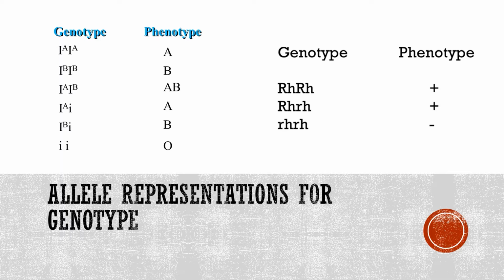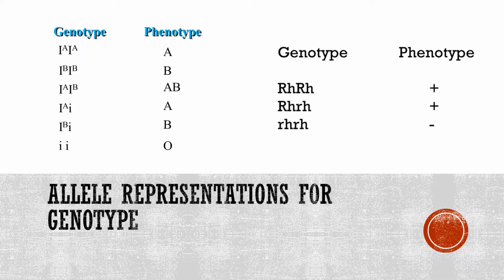Okay, so here you can kind of see how these would go together. On the left, I^A would be a genotype for A blood, but also I^A lowercase i would also be a genotype for A blood, because I^A is completely dominant. Same principle for B blood, so I^B is B blood. I^B lowercase i is also B blood. Since I^A and I^B are codominant with one another, that's how you get AB blood. And if you have no A's or B's, that would be just two lowercase i's, and that would be O blood.